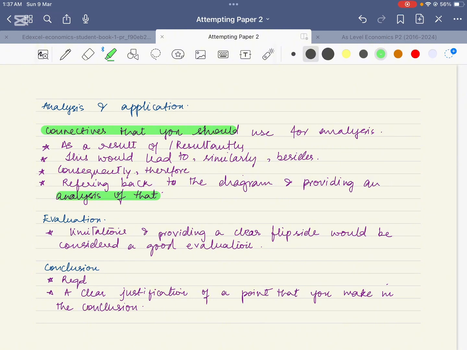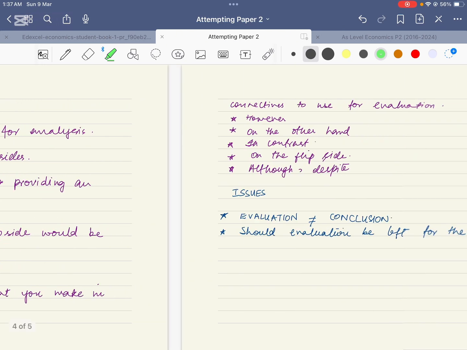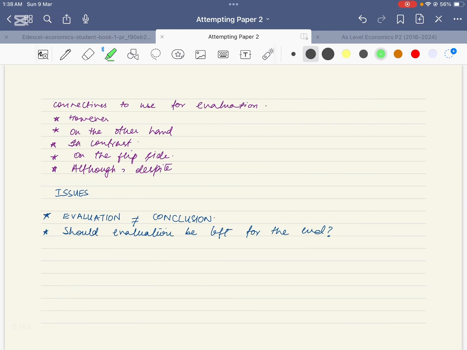Now comes the evaluation part. I had missed out one thing while I was making notes, so let's see the connectives that you need to use for evaluation. They include however, on the other hand, in contrast, on the flip side, although, despite, etc. By using these words, you show an understanding that there is always a disadvantage or a limitation or a flip side of whatever you are suggesting, and you need to take that into consideration as well.